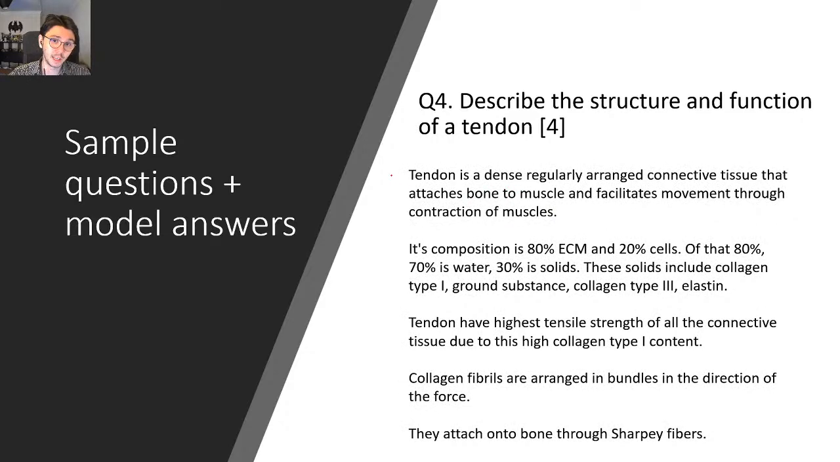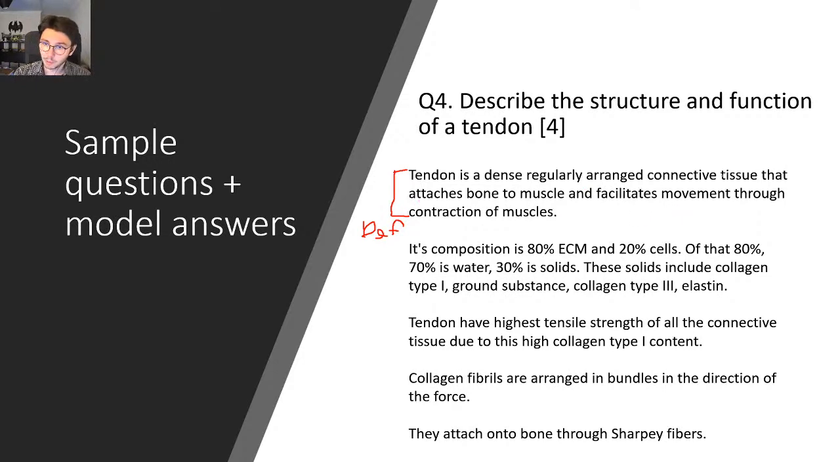We start with saying, what is a tendon? Right, so we do like a brief definition. So we do a definition here. And we say a tendon is a dense, regularly arranged connective tissue, right? Because it's parallel lines, right? Parallel lines, think about tendons. And attaches bone to muscle, right? And facilitates movement. So that's the function of it.